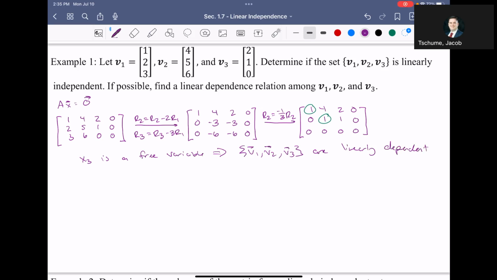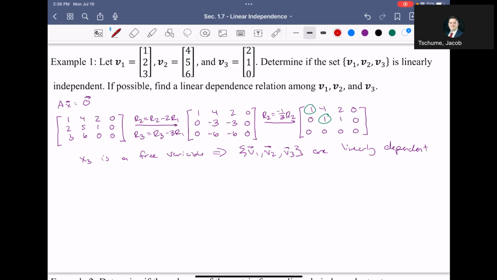So remember, if you can find at least one free variable, that means there's infinitely many weights that work here. It has to be a linearly dependent set. So since they are linearly dependent, that actually allows us to answer the second question, because if it is linearly dependent, you should be able to find a relationship among v1, v2, v3.